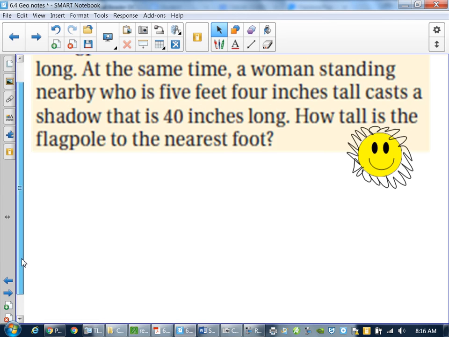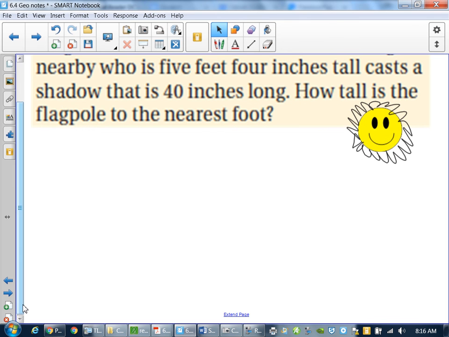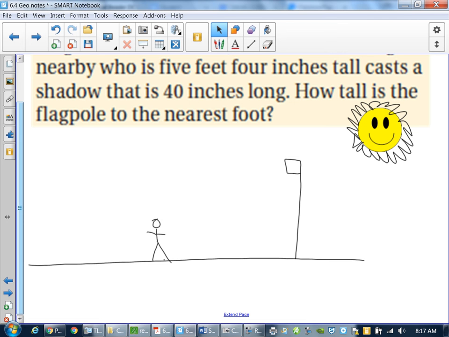So you have a flagpole. Well, obviously we have the ground. You have the flagpole. And then you have the person. Well, it's a girl. So she's got one. It looks like a golf flag.